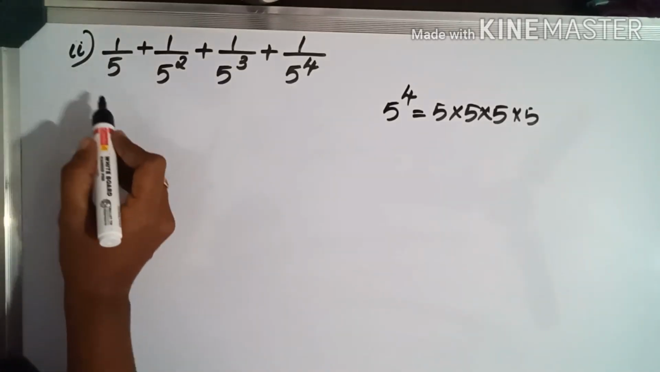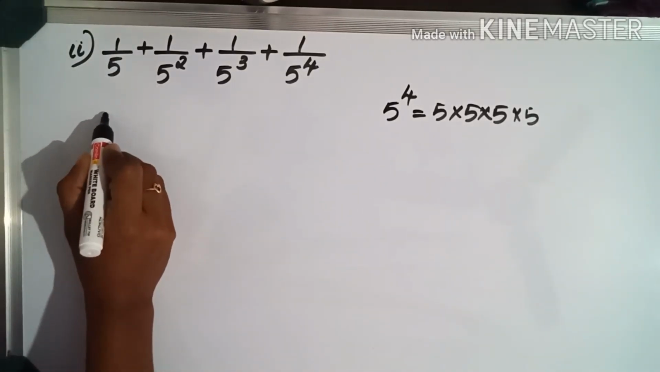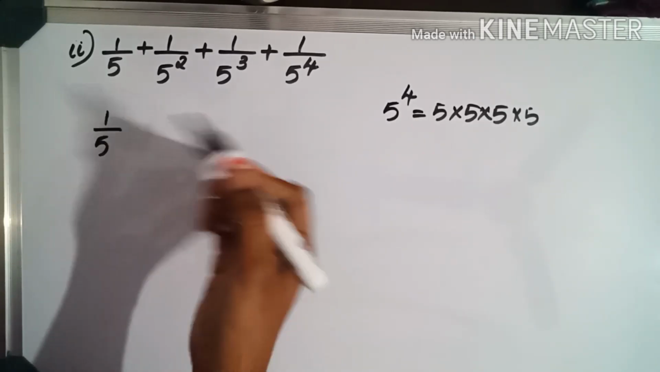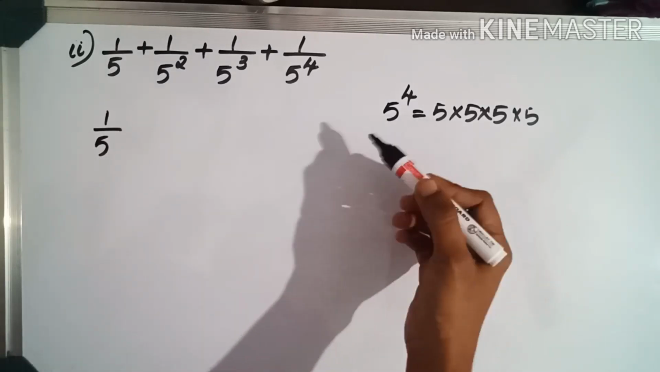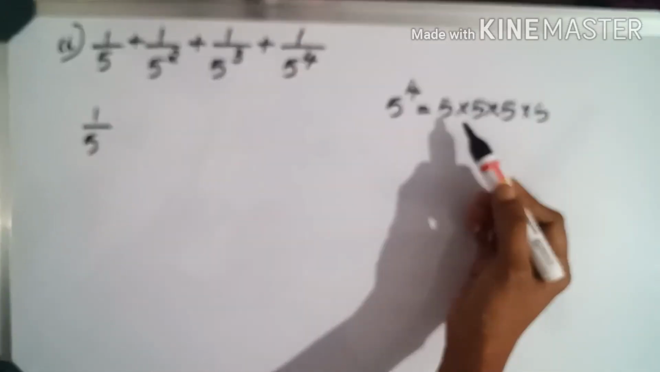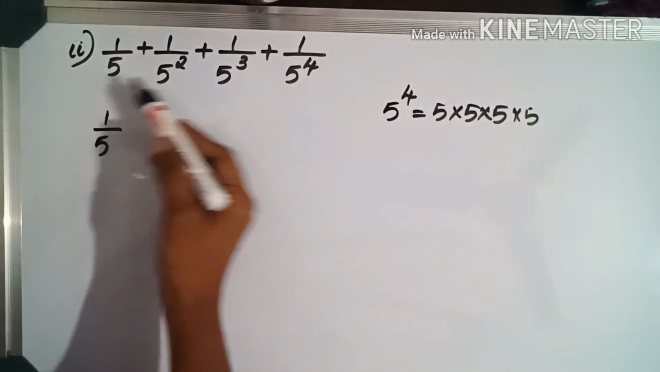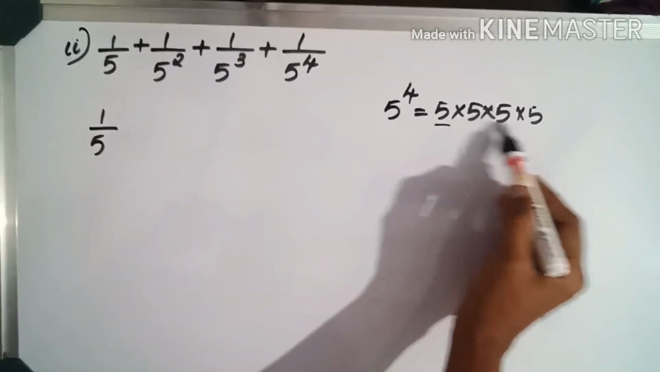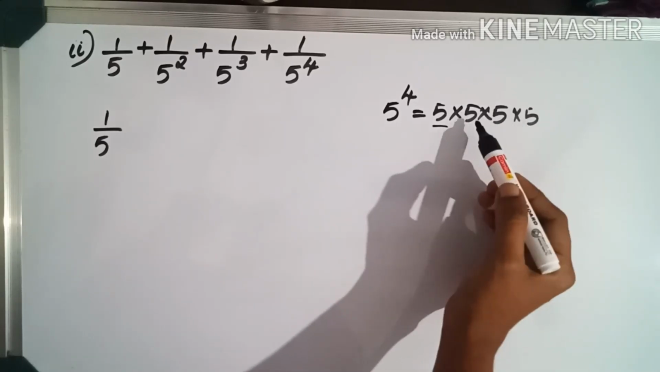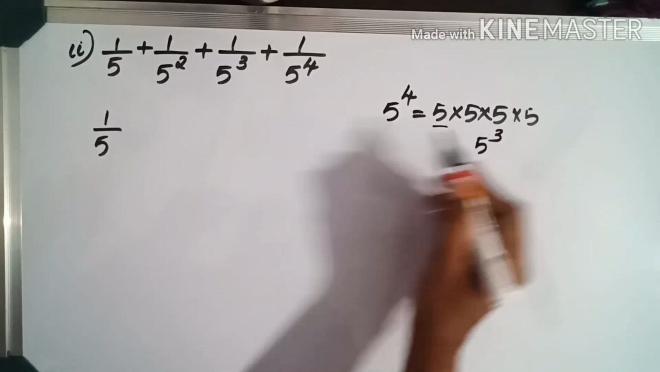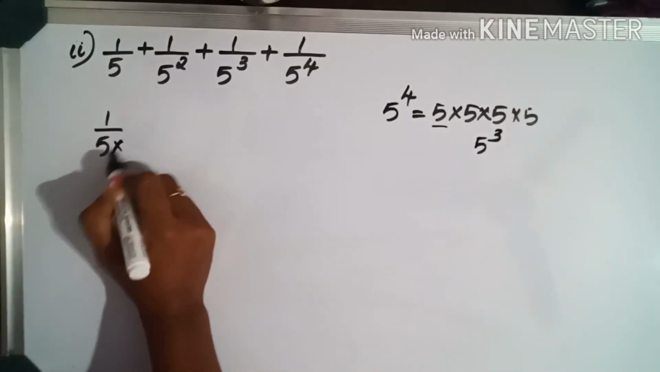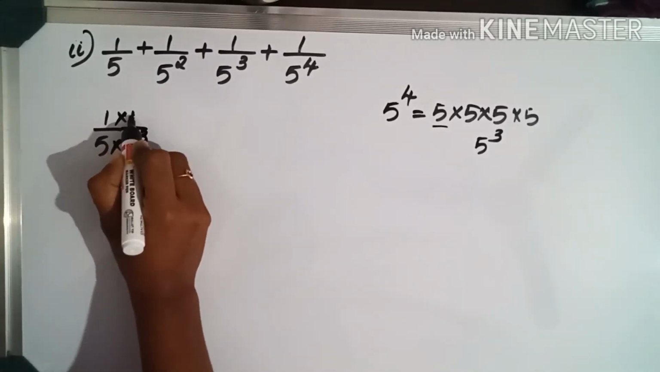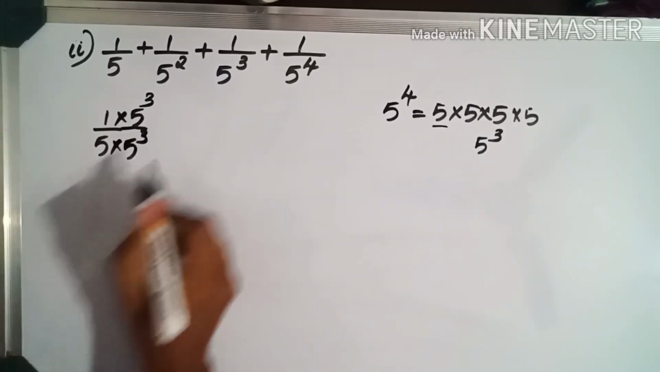Now the first number is 1 by 5. Here there is only one 5. So how many 5s do we need more in order to convert this to 5 raised to 4? Only one 5 is here, so 3 5s are missing. That means 5 cube is missing. That 5 cube we need to multiply here, and in the numerator also 5 cube.